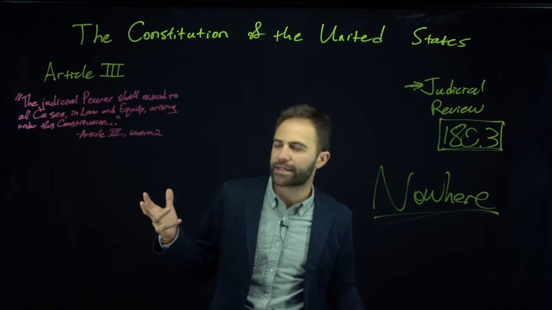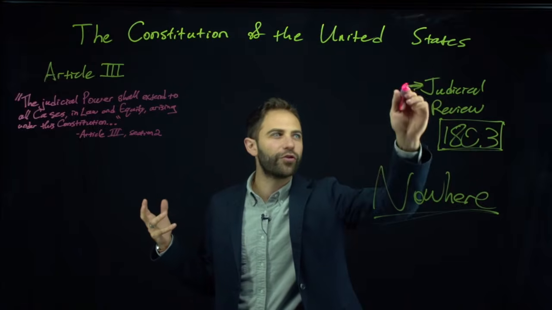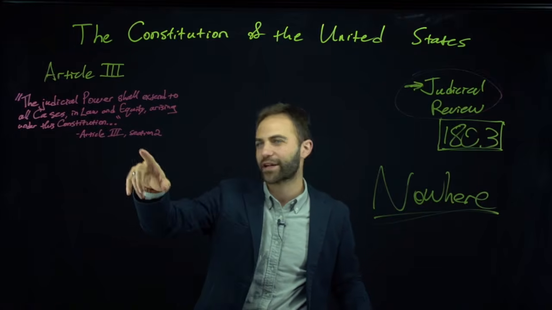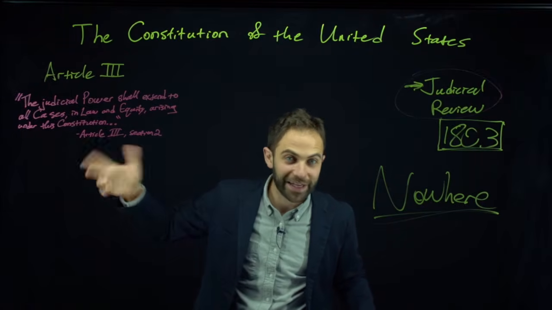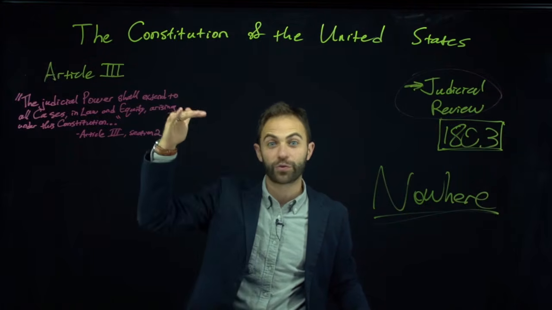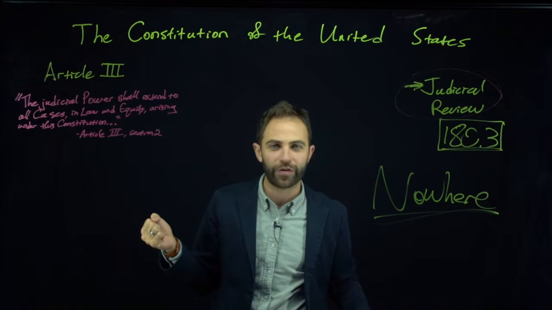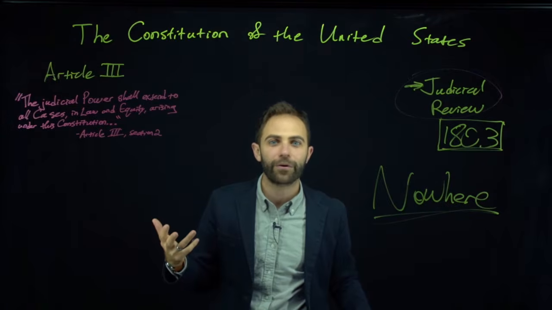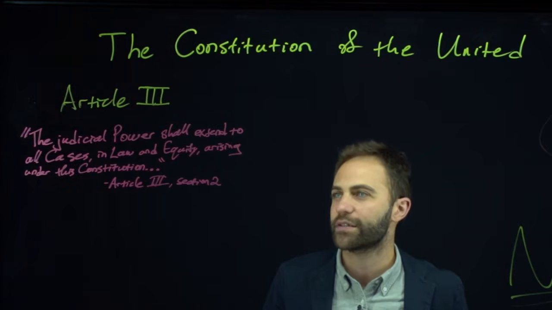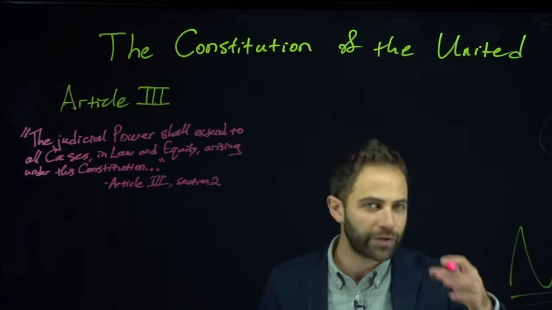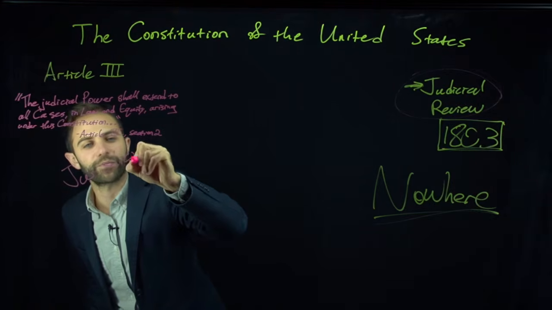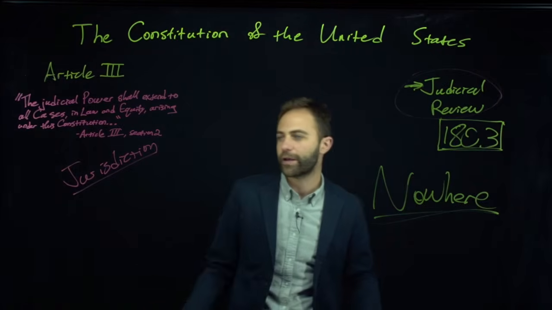Here's the one other place that you might think judicial review is granted to the Supreme Court, but where it's not. This is the first sentence of Section 2 of Article 3. So in Section 1, the Constitution says that the Supreme Court is the Supreme Court and it gets the judicial power of the United States. And then in Section 2, we find out something about that judicial power. The judicial power shall extend to all cases in law and equity arising under this Constitution, and so on and so forth. There's a whole bunch of stuff here about the jurisdiction of the Supreme Court and other federal courts.